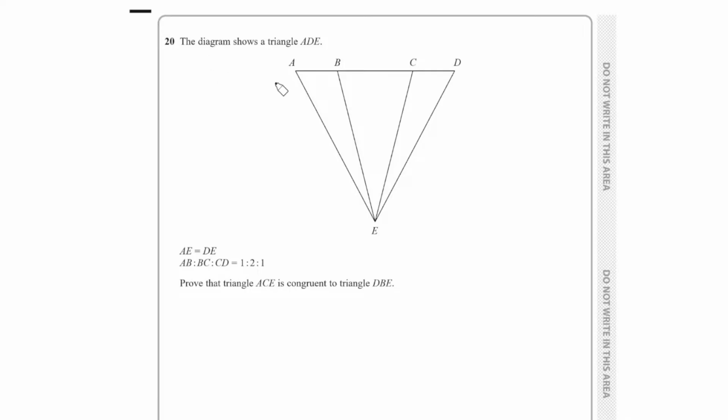So we've got here the diagram shows triangle ADE as a whole. Then they've said that AE is the same as DE, so this side here is the same as that side. And then they've given us a ratio for this base bit. AB to BC to CD is 1 to 2 to 1, so it's split like that. Prove that triangle ACE is congruent to triangle DBE.